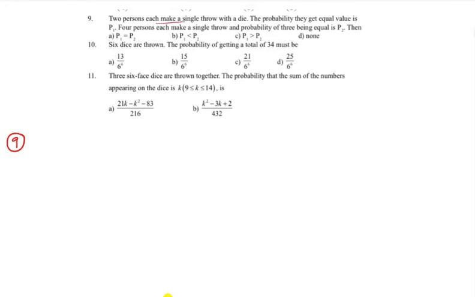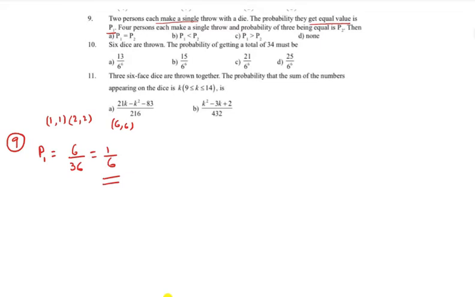Two persons each make a single throw with a die. The probability they get equal value is P1. That means P1 is very easy, because he is saying equal means they have to get a double: 1 1, 2 2, 3 3 up to 6 6. That's why 6 by 36, that is equal to 1 by 6, is P1.